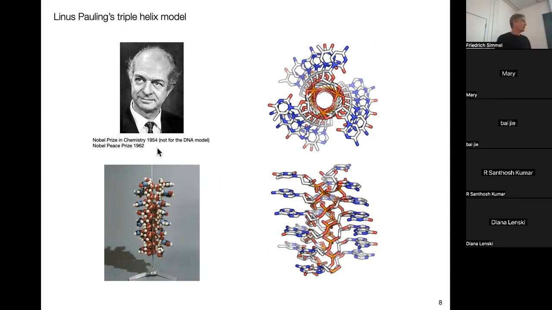He also worked on helical protein structures already. And I think inspired by his models for helical proteins or peptides, he also made such a model for DNA. And this model looks very different from what was found later. He suggested that the phosphates point to the interior and make this structure, and that the bases stack on top of each other and point outwards. So that's the triple helix model by Pauling.